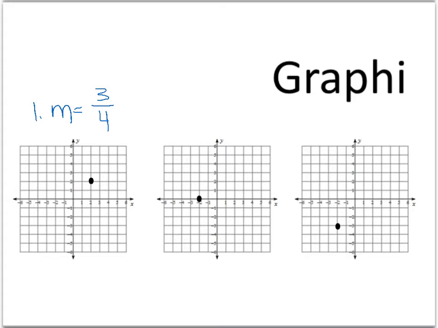Rise over run. Start at that dot. Rise 1, 2, 3. You can draw a line, you can draw dots, you can do whatever you want to do. And then you need to run 4. So you go up 3. 1, 2, 3 over 4. 1, 2, 3, 4. And there's your point. You can connect those, and voila, we've got a line.